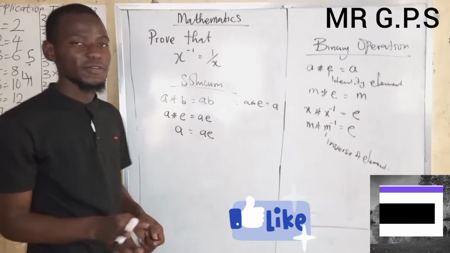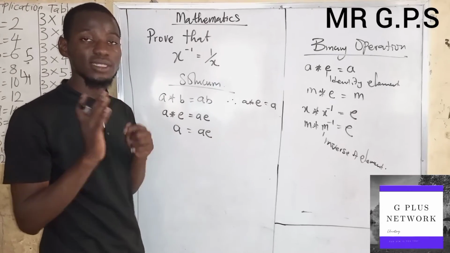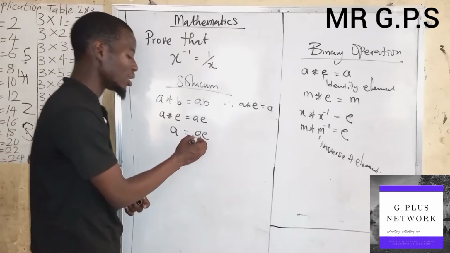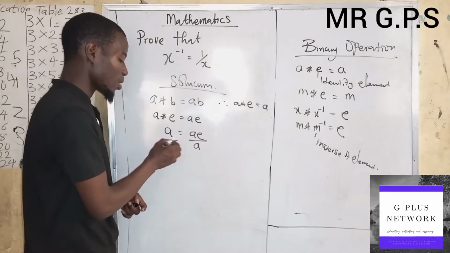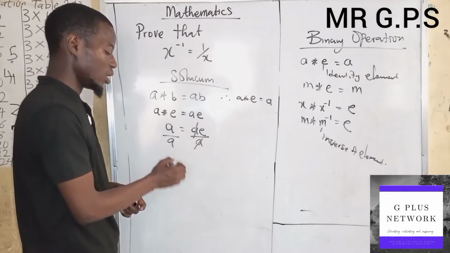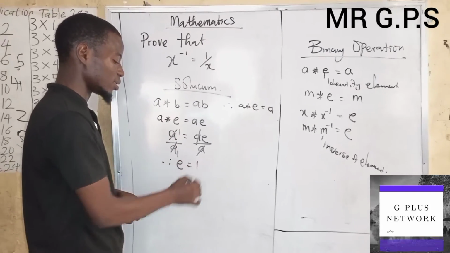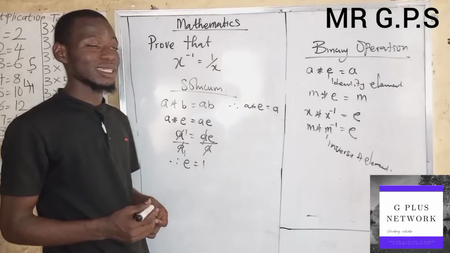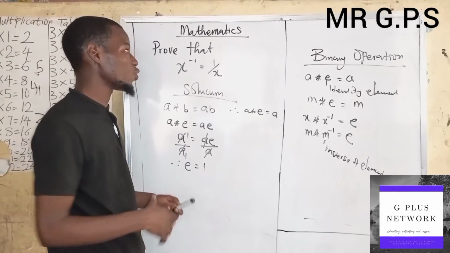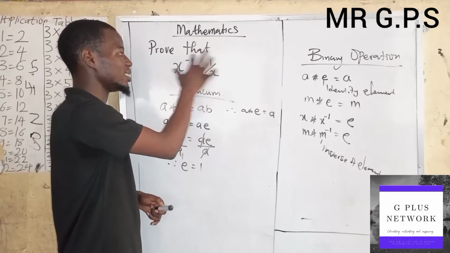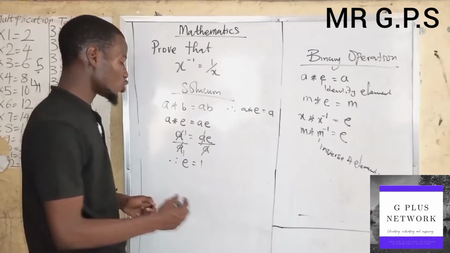Don't forget our objective. Our objective is to find e, which is the identity element. Now divide both sides by a. This cancels this. Then a here is 1, a here is 1. Therefore, our identity element is 1. Now we've gotten our identity element to be 1. The next thing is for us to get the inverse, because we are proving that this is actually equal to this. So what do we have?